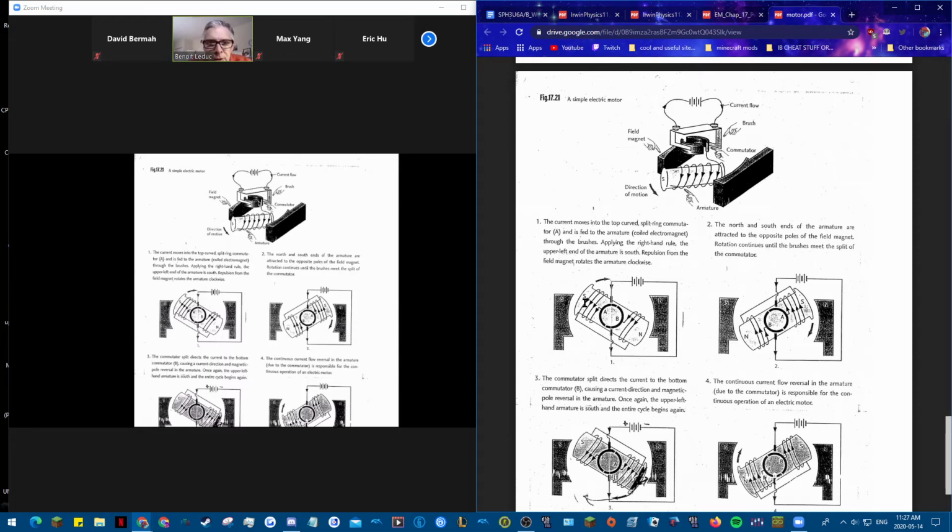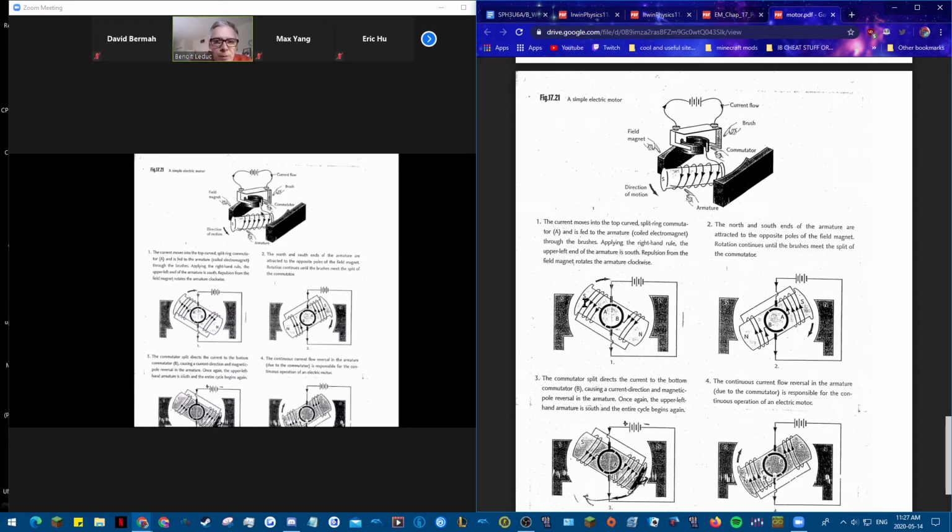And here are your brushes. These are metal. In the center, you have what is called the split ring commutator. They don't show you the plastic part of it, only the metallic part. You see the gap right here. And this is connected, of course, to a coil.